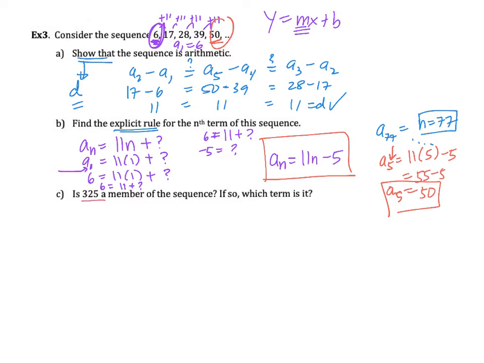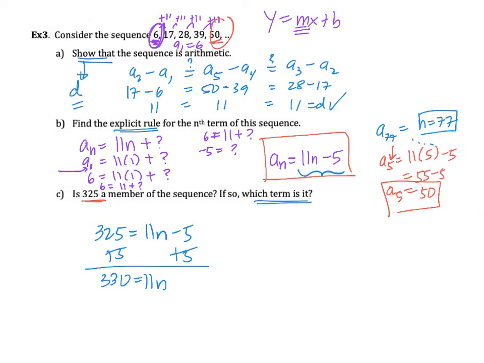It says, is 325 a member of this sequence? If so, which term is it? So I need to set 325 equal to 11n minus 5, and then I can determine whether or not it is part of the sequence. So I'm going to add 5 to both sides, and I get 11n equals 330. Divide by 11, so hopefully you're seeing to yourself that yes, it equals 30. It's not a decimal, so it works.